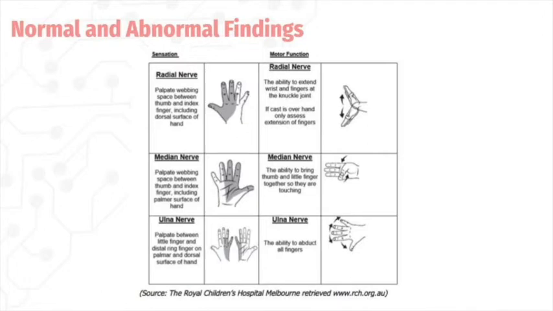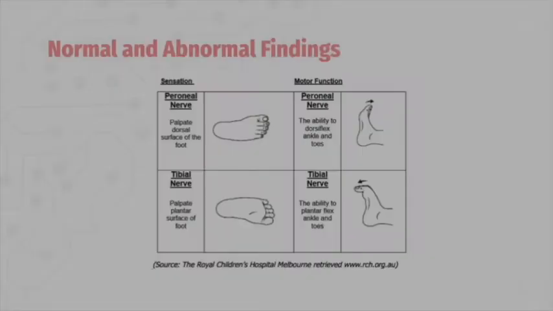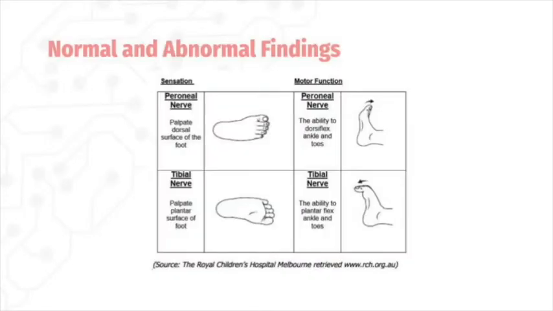For the abnormal finding, the client will be reporting decreased sensation or loss of sensation, dysesthesia, numbness, tingling, or a feeling of pins and needles poking the nerve upon assessment. So here is a picture on how to assess the sensation and motor function of the radial nerve, median nerve, and ulnar nerve. And for the next slide, we have the sensation and motor function assessment for the peroneal nerve and tibial nerve.